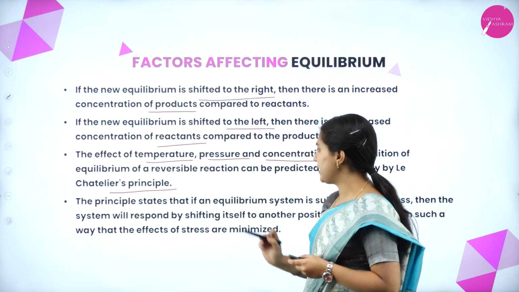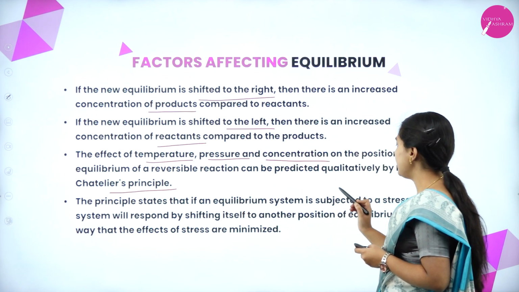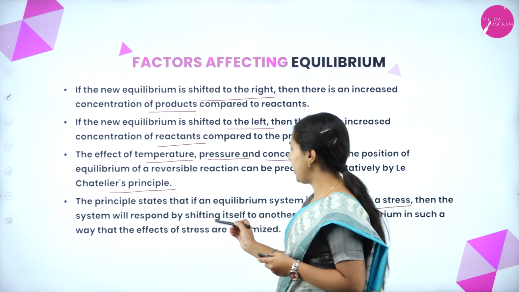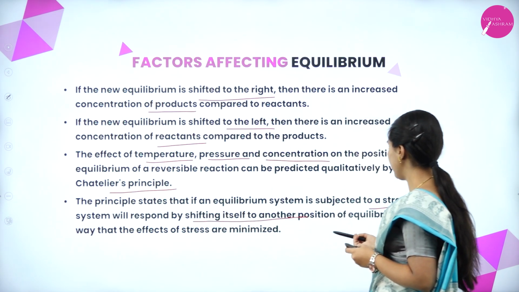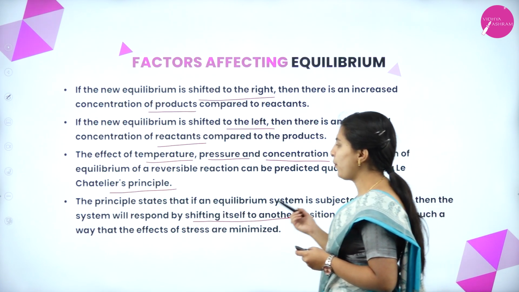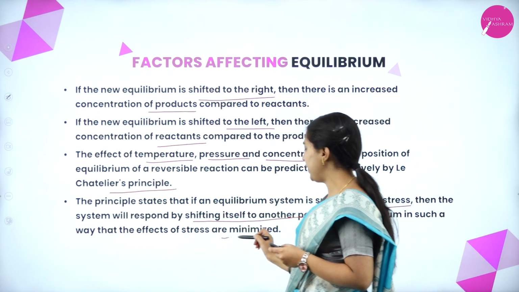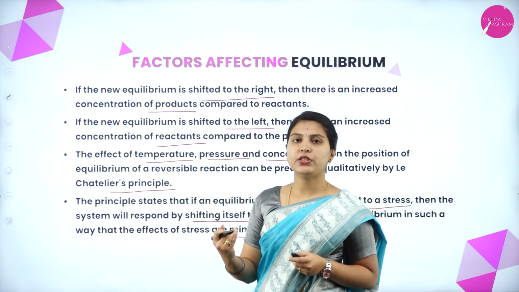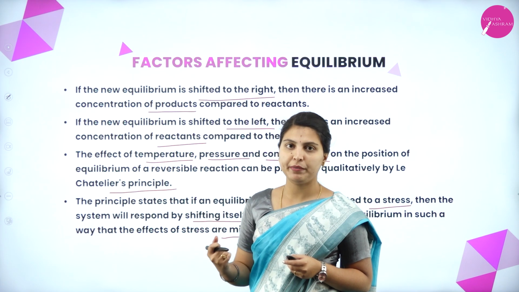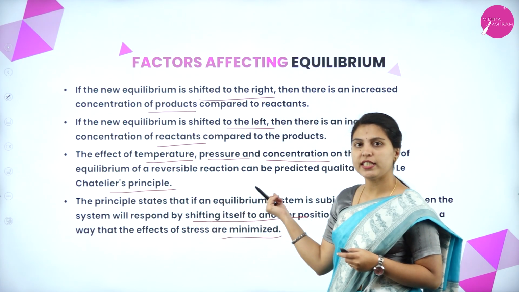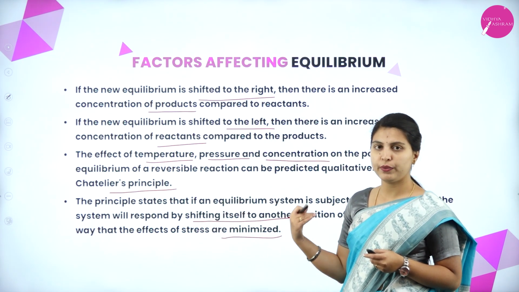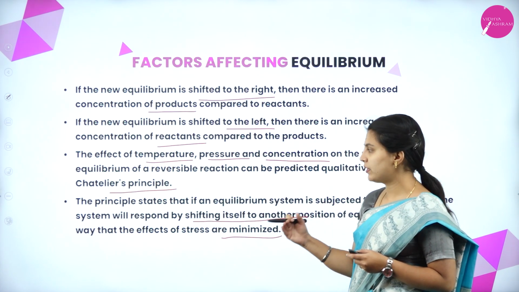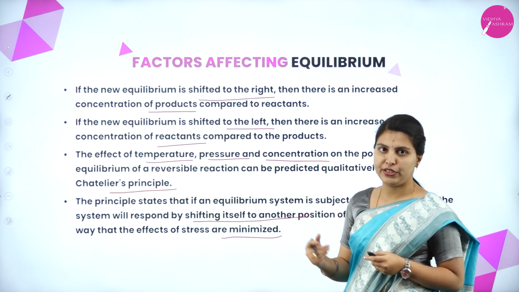The principle states that if an equilibrium system is subject to a stress, then the system will respond by shifting itself to another position of equilibrium in such a way that the effects of the stress are minimized. Okay, whenever we have some problem, we move towards where the problem is minimized. Like that, whenever the reaction is under more stress, the position of equilibrium will change to where the stress is minimized. So, this is the principle of Le Chatelier.